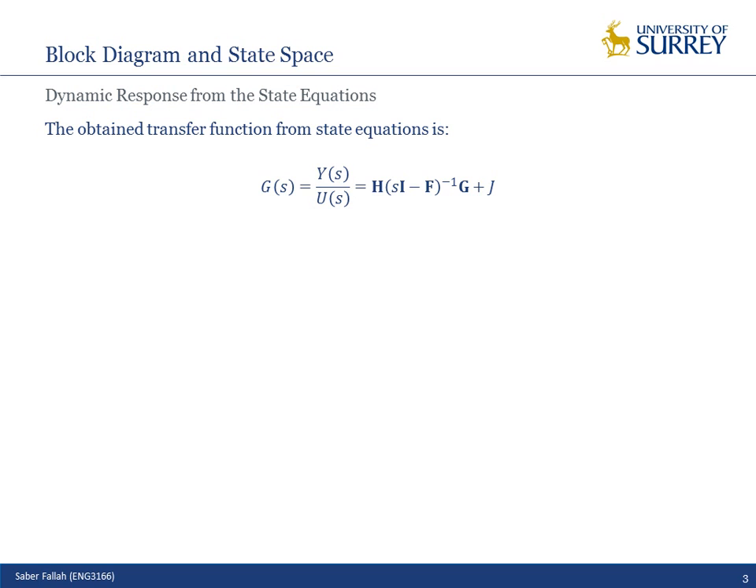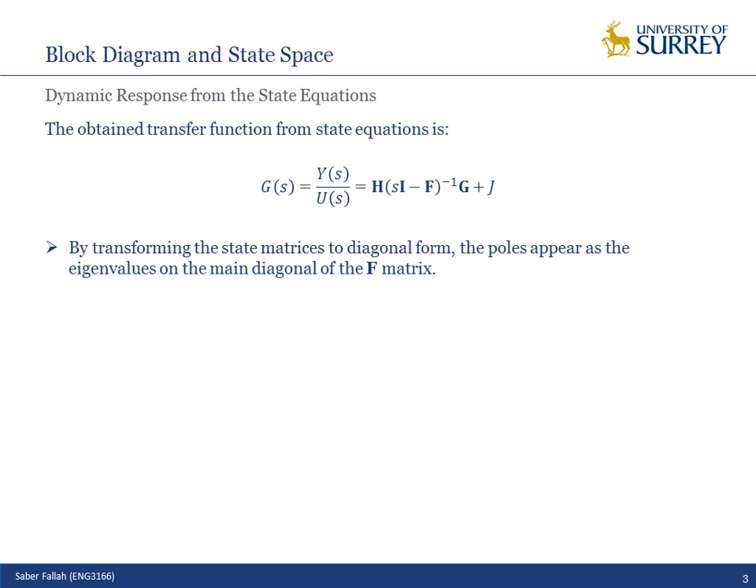So we want to see how we can determine the poles of the system using the system matrices we have. First, let's again define some definitions. Last week, we saw that by transforming the state matrices to the diagonal form, the poles appear as the eigenvalues on the main diagonal of the F matrix. How did we figure it out? In which form did we have the poles on the diagonal of the matrix F?